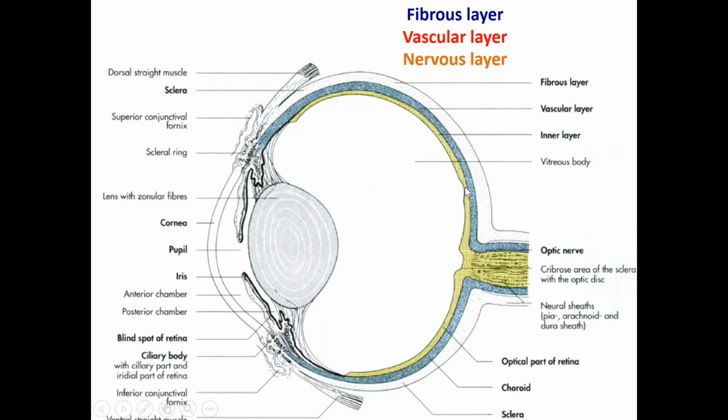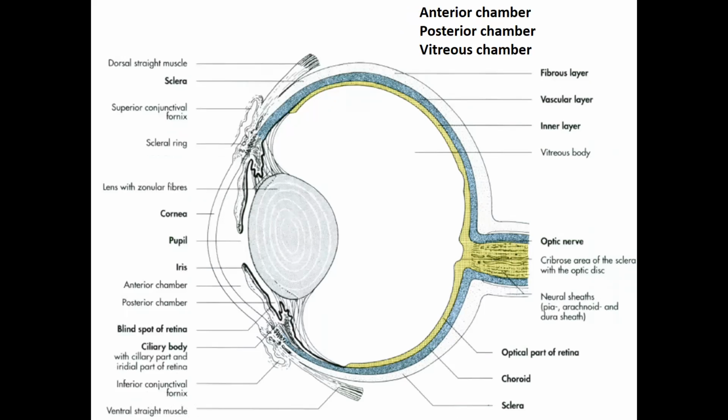And the nerve fibers from the cell bodies in the retina come together to form the optic nerve. So I repeat here, this optic nerve, which is going to the brain, is the second cranial nerve. It is basically formed of the axons or nerve fibers of the nerve cell bodies which are present in the retinal layer. So these are the three layers of the eyeball from outside inwards.